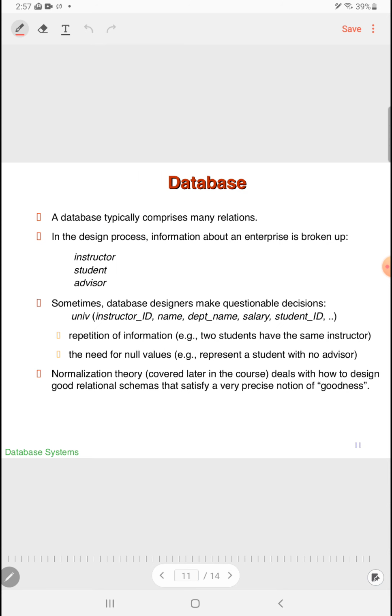A database comprises many relations. Okay, how many is many? Well, the example that they give through the ongoing university example is maybe a dozen relations. A dozen is not many.